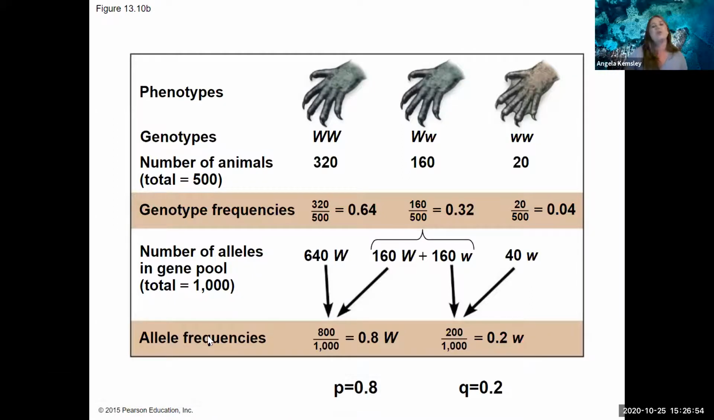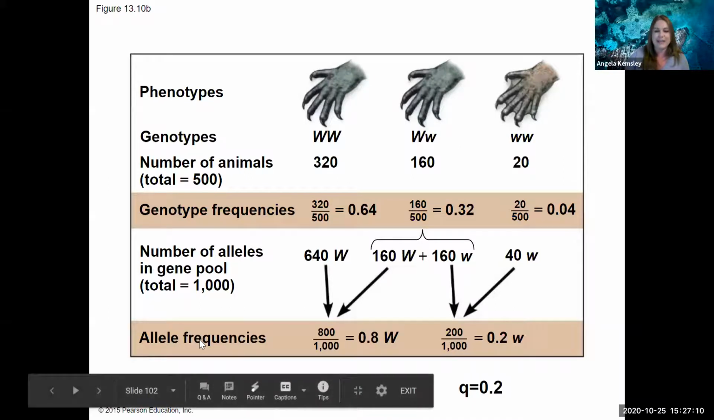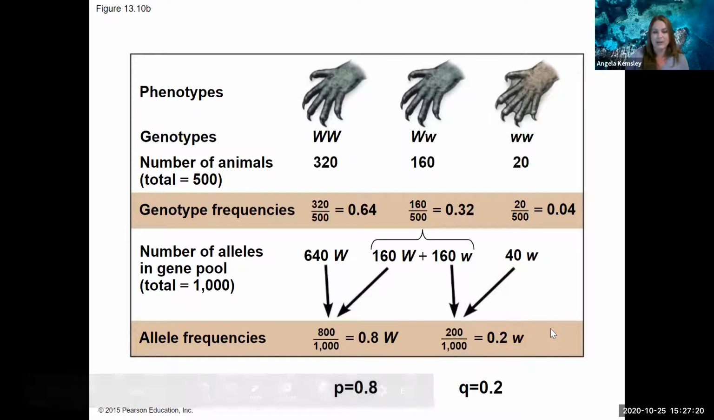So p is going to represent, in that Hardy-Weinberg equation, the dominant allele. In this case, that is uppercase W. q is going to represent the recessive allele. In this case, that is lowercase w. So in order to get the allele frequencies, we've got to do a little more math. We want to know how many big W's and how many little w's are present in this population.